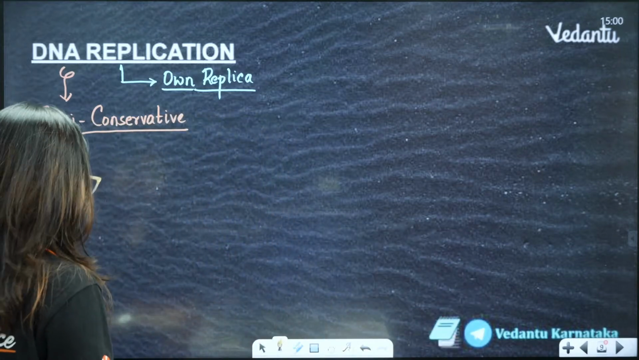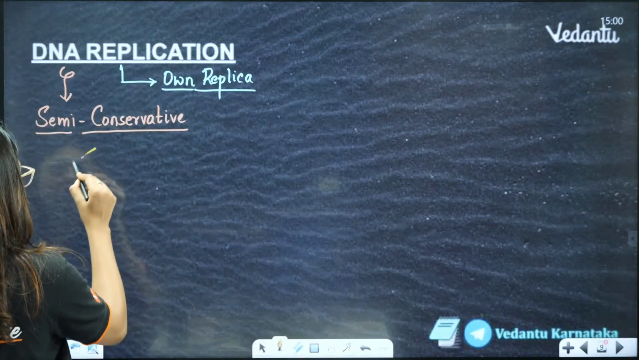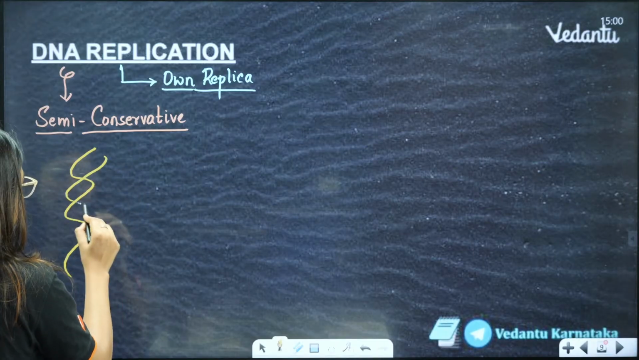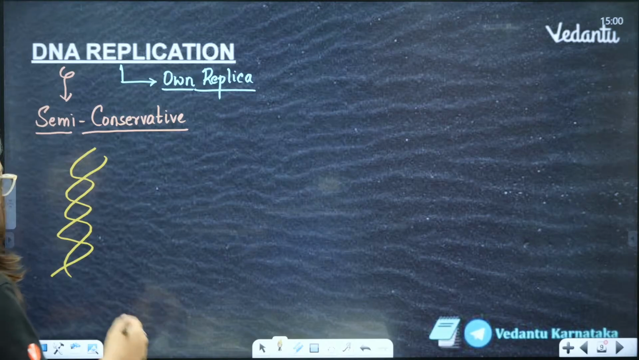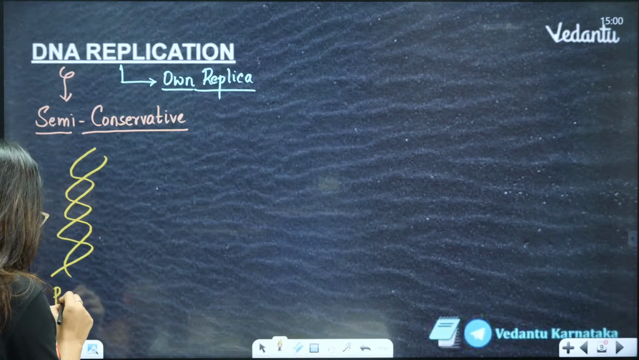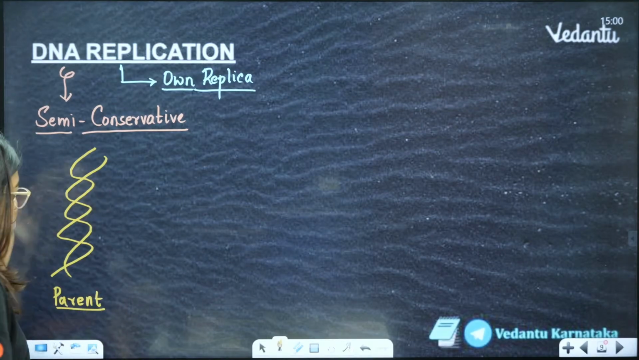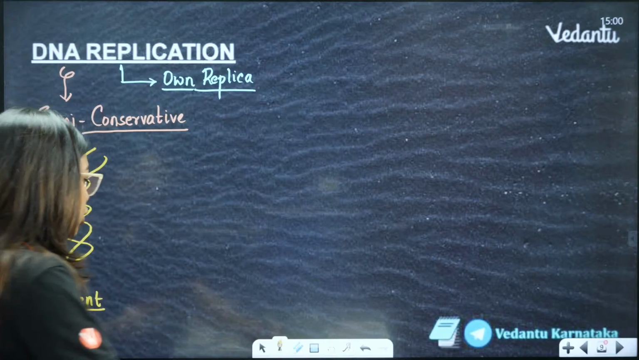Okay, so I am going to explain all of this with the help of a diagram. So, let's assume this is our template strand. We can also call this a parent strand. This is our template DNA strand. You got one DNA strand. I call this the template or the parent strand. Now, I am going to use this parent or template to form new copies.